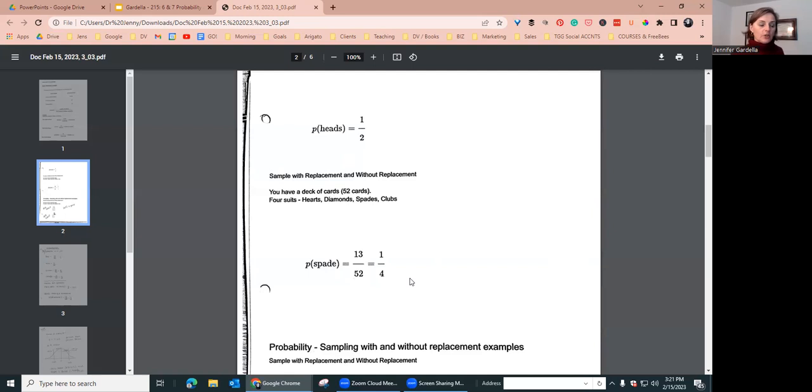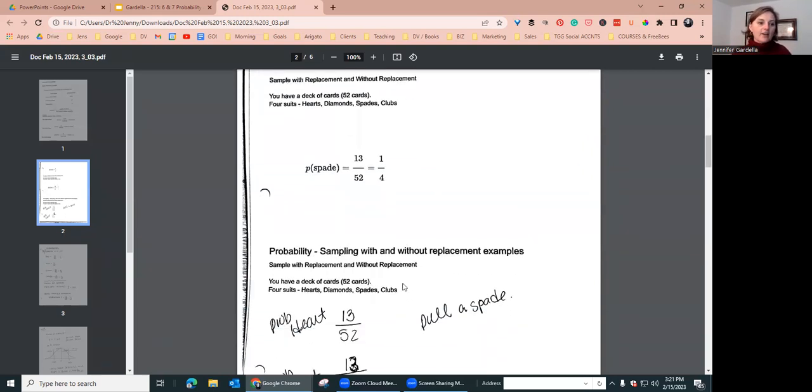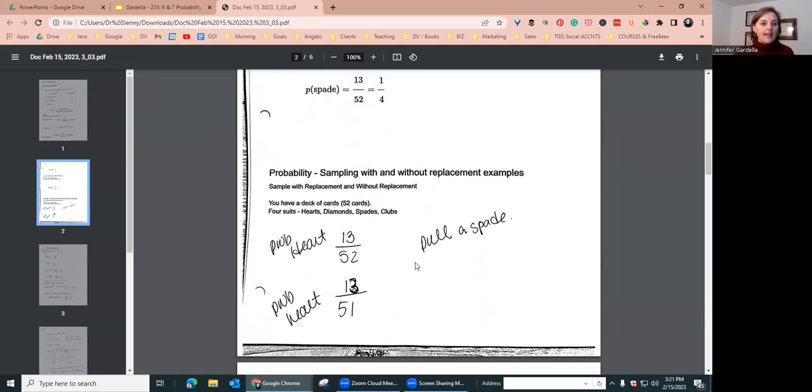You're going to pull a card and then you're going to replace it. Your odds don't change from the first pull to the second pull. However, this is another example of the same idea, but now we are not going to sample with replacement, we are going to sample without replacement. So you have a deck of cards.